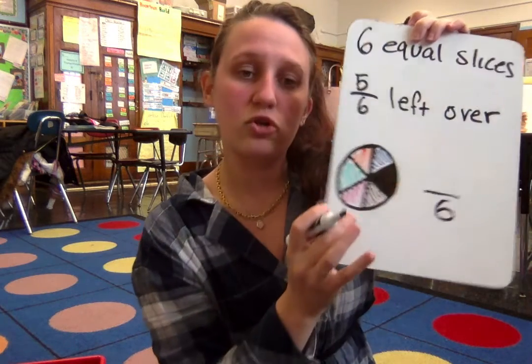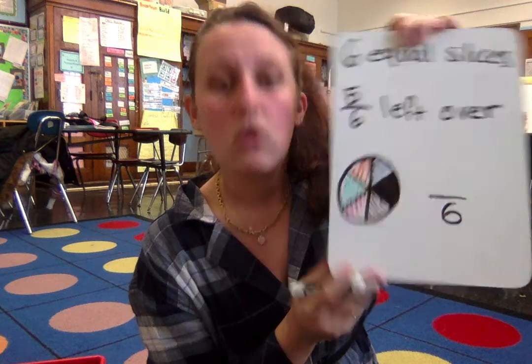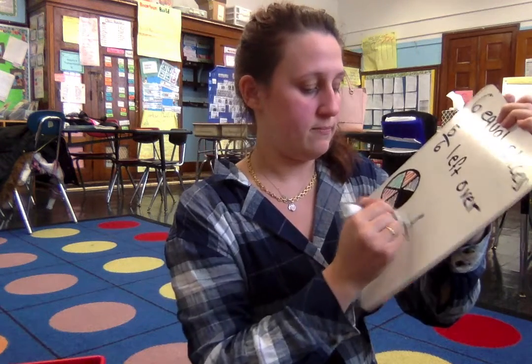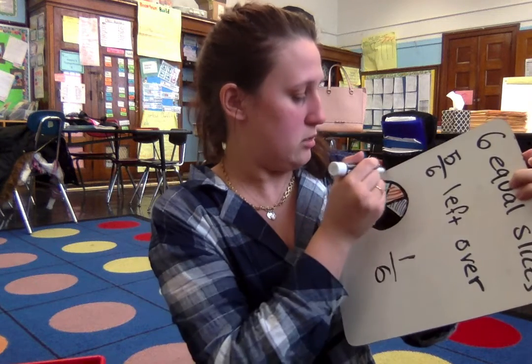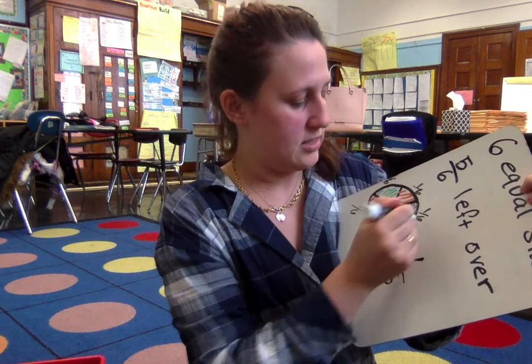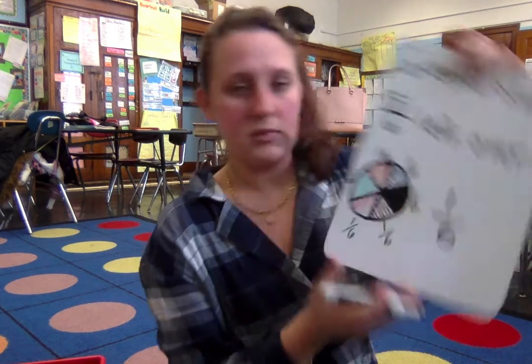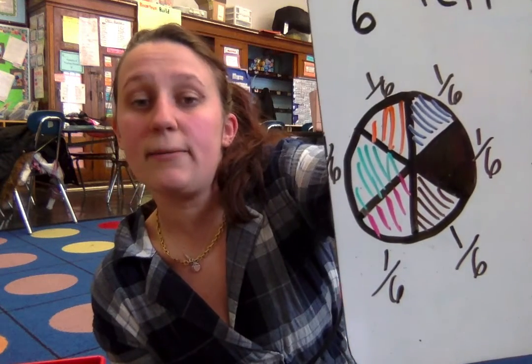And each colored piece, each color represents what fraction? 1/6. So each one of these is a 6. This is 1/6, this is 1/6, this is 1/6, this is 1/6, 1/6, and 1/6. Each one of these, even the one that's missing, it's 1/6 is missing, all right?